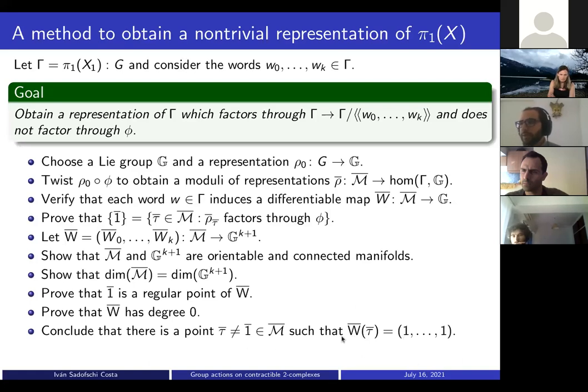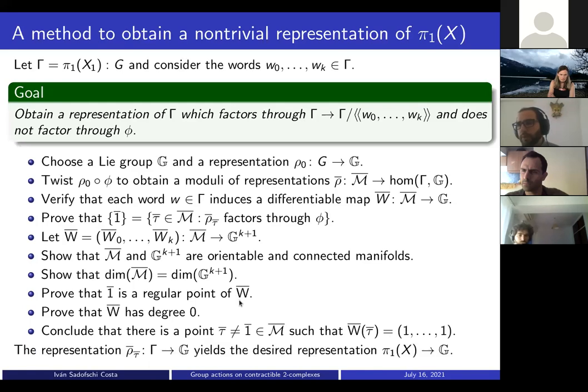So if this happens, we can produce the desired representation of gamma, which yields the desired representation of the fundamental group of X on G. So this is the method, and now I will explain the construction of M bar, or sketch the construction.